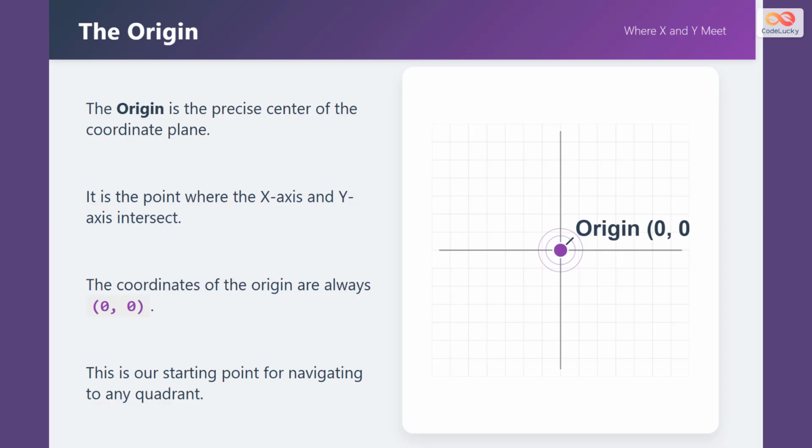Right in the center, where the x-axis and y-axis cross each other, is a very special point called the origin. This is the 0 point for both number lines. Its coordinates are 0, 0. Whenever we want to plot a point, we always start our journey here, at the origin.